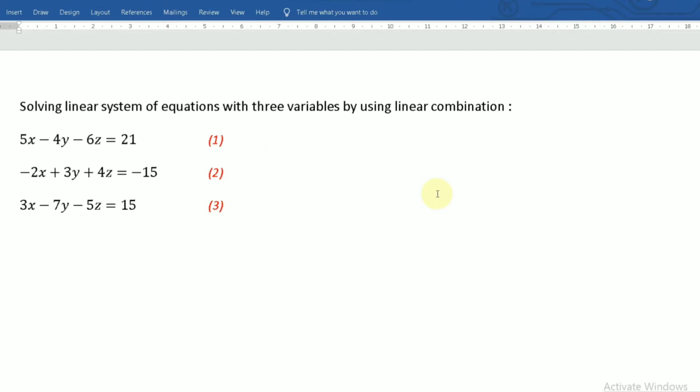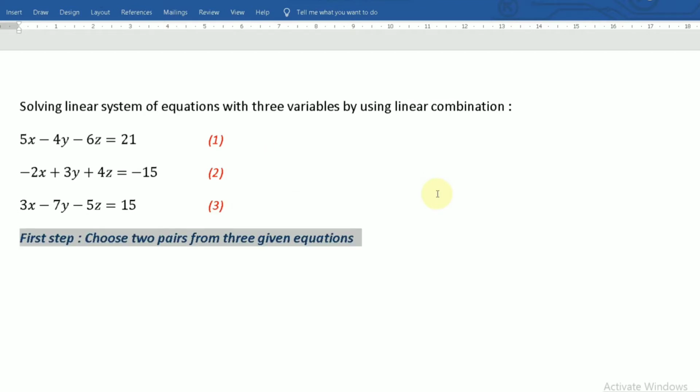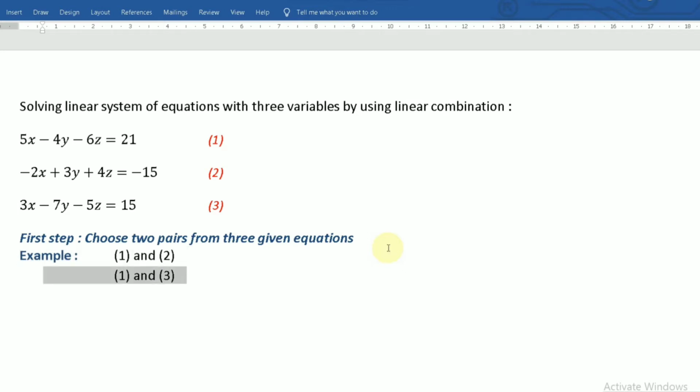Okay, and then the first step: choose two pairs from the three given equations. Since we are given three different equations, we need to choose at least two pairs from them. For this example, I will choose the first and the second, and then the first and the third. So I have already chosen two pairs. Of course you can choose the second and the third as your pair, but again, we just need to choose at least two pairs. Okay, for my example, I choose these two pairs.